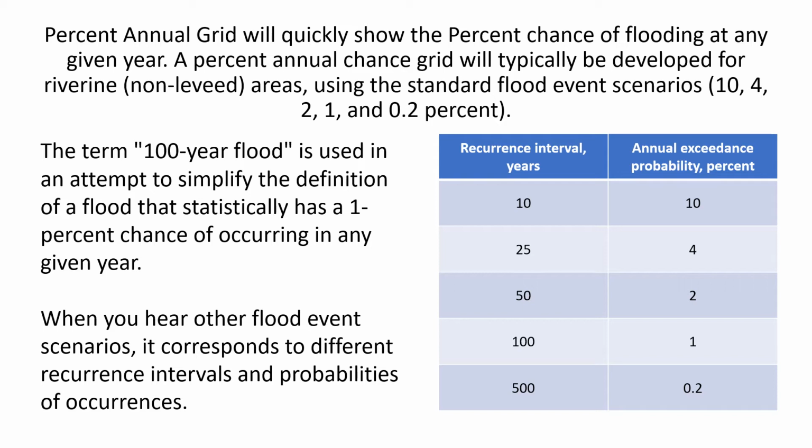A percent annual chance grid will typically be developed for riverine non-levied areas using the standard flood event scenarios: 10, 4, 2, 1, and 0.2%. The term 100-year flood is used in an attempt to simplify the definition of a flood that statistically has a 1% chance of occurring in any given year. When you hear other flood event scenarios, it corresponds to different recurrence intervals and probabilities of occurrence. A 10-year recurrence interval is equal to a 10% annual exceedance probability, and so on.